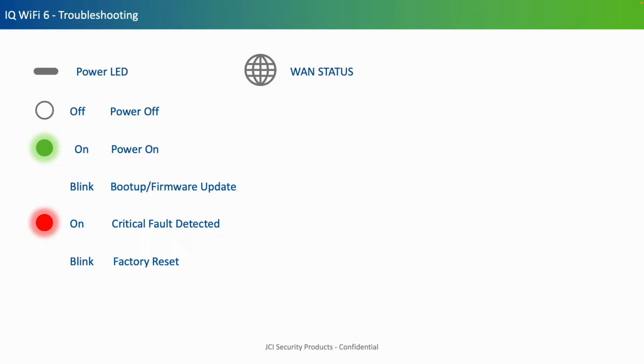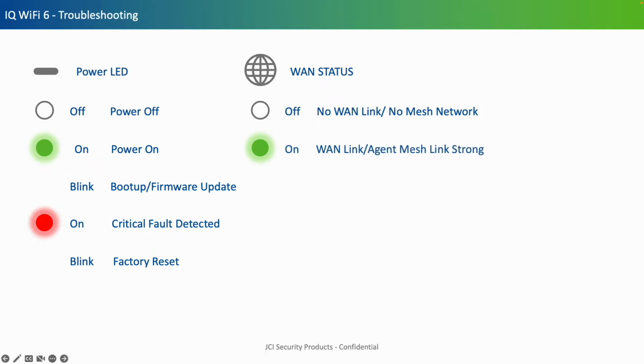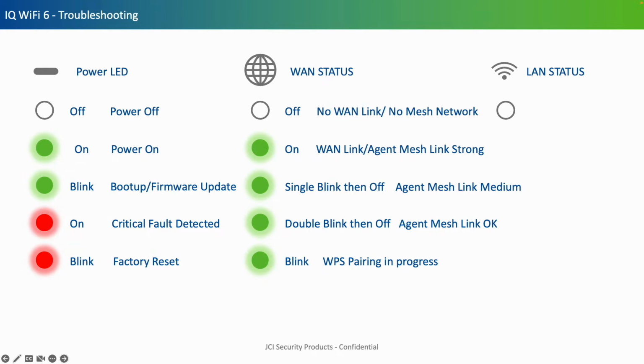The WAN status LED gives an indication on the agents that you have connectivity between agents and the mesh network. If solid green, you are good to go, and the link is strong. If a slow flash, the agent link is medium and probably okay. If the LED has a double blink, you should probably move to a better location or add an additional agent to help with the link quality. The LAN status LED is either on or off. Green means it is broadcasting and the SSID is ready to be connected.